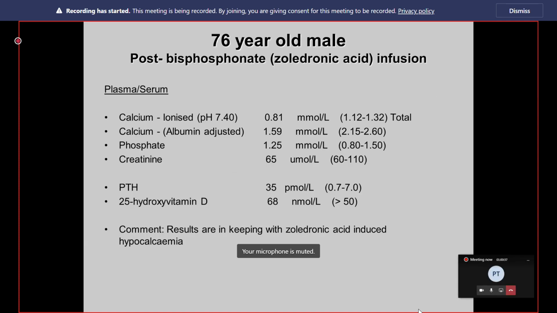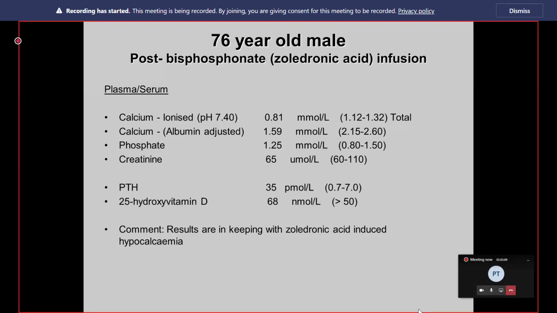The next case is a 76-year-old male who was treated with zoledronic acid. Zoledronic acid is an anti-resorptive drug which is used mainly for treatment of osteoporosis. It's also used for treating hypercalcemia of malignancy, and in this country, Paget's disease. But basically, zoledronic acid is an anti-resorptive agent. It acts on osteoclasts to stop them resorbing bone.